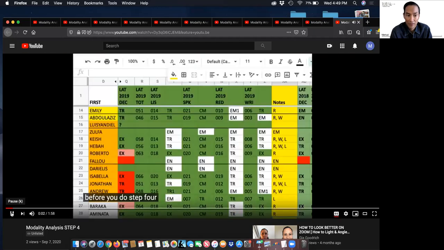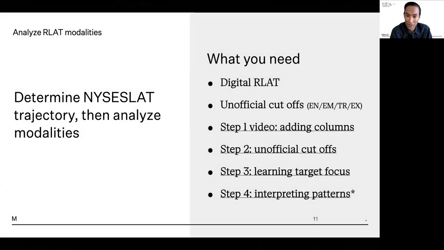Before you do step 4. All right, so when you get the links to these videos, you can look at them a little bit more closely. But that was just a bird's eye view of how you interpret the modalities.